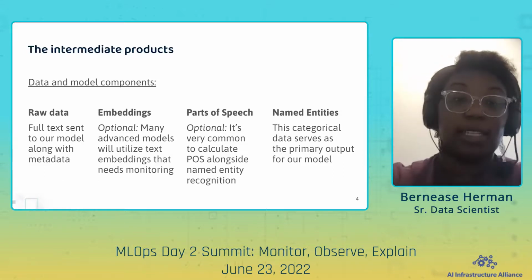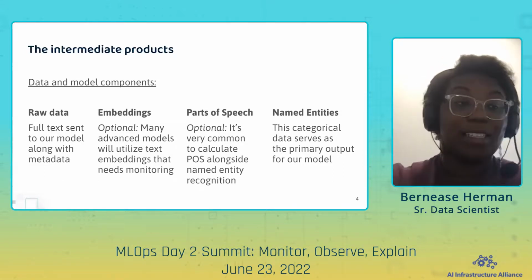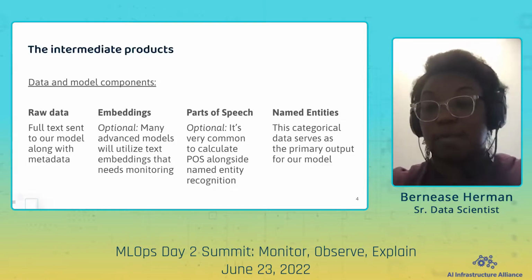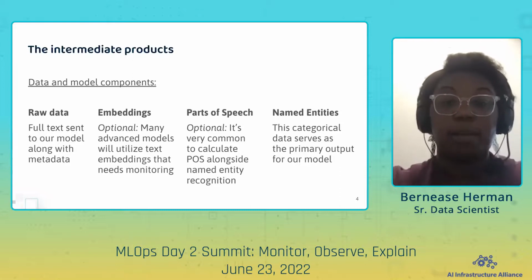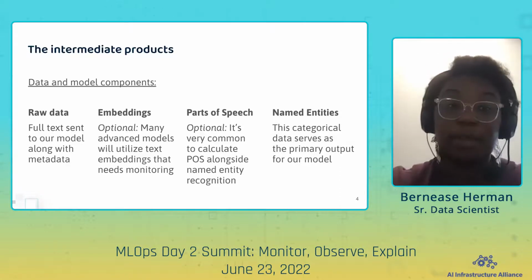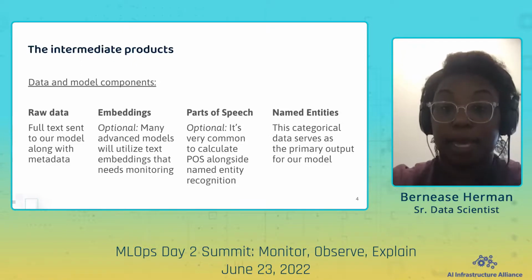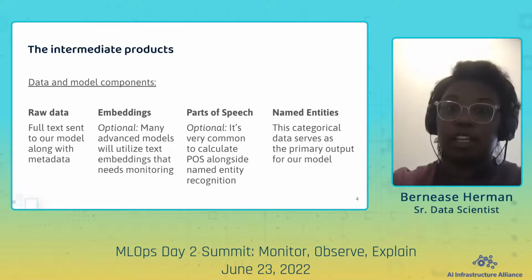So seeing your embeddings, and whether or not they fit the distribution that you expect and have the properties that you expect, is really important component of this. Another component of named entity recognition that's quite common is parts of speech detection.